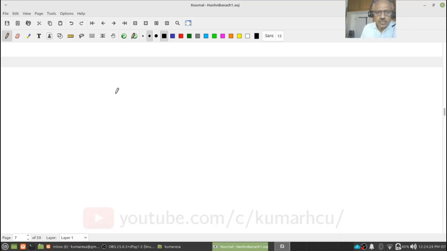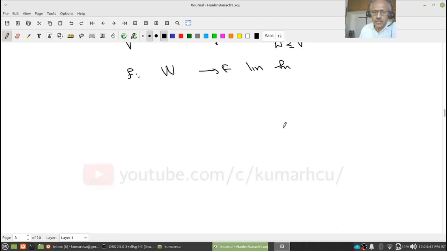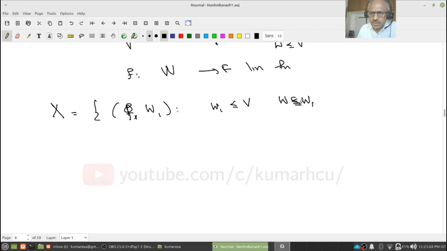Now let's go back to our original problem. So V is a vector space over a field F, and W is a vector subspace, and f is a linear function from W to F. Now I am going to construct a set capital X, which is the set of all pairs of this kind: (f1, W1), so that W1 is a vector subspace of V, and W is contained in W1, that is W is less than or equal to W1, and f1 from W1 to F is a linear functional, and when I restrict f1 to W, it must be f.